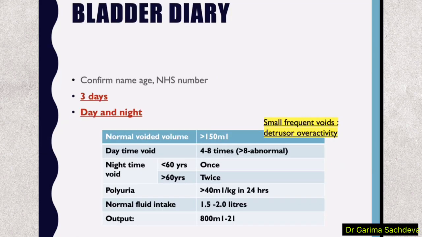Then you ask the patient to record a bladder diary. How to interpret a bladder diary, this I'll be telling you. You have to always check the name, age, and NHS number, and it is ideally advised for at least 3 days, and both day and night should be included. The values that you have to remember: normal voided volume should be more than 150 ml. If there are small frequent voids, it is an indicator of detrusor overactivity.